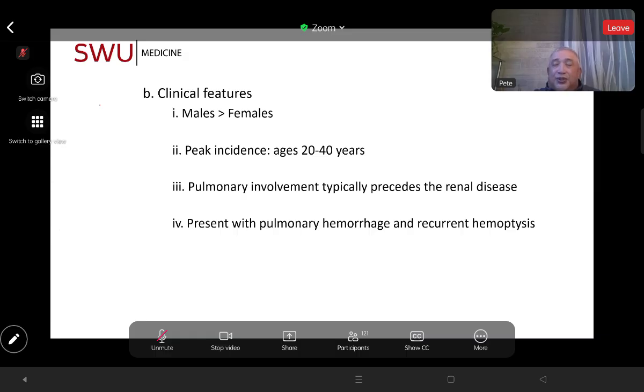That is your Goodpasture's disease. However, if it is the flip side, if you have hematuria first and then hemoptysis, that is your Wegener's granulomatosis. Do you follow me? So the sequence is important.